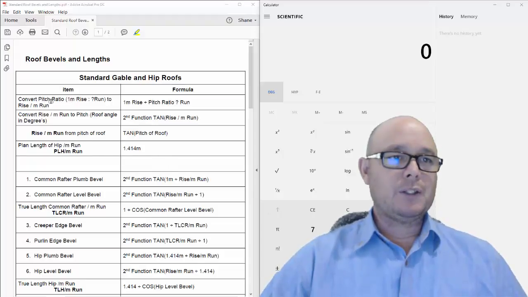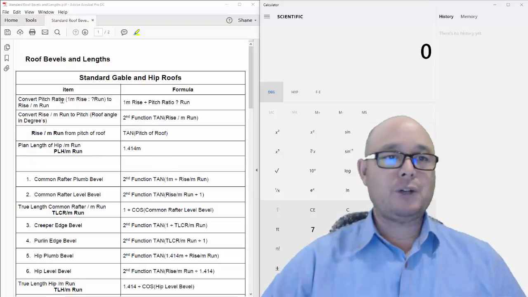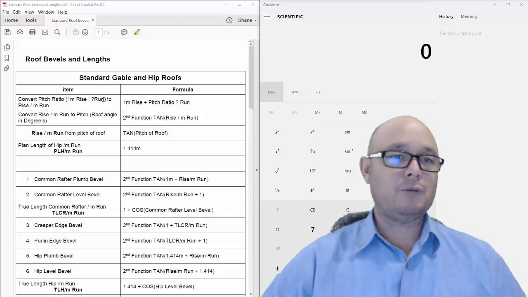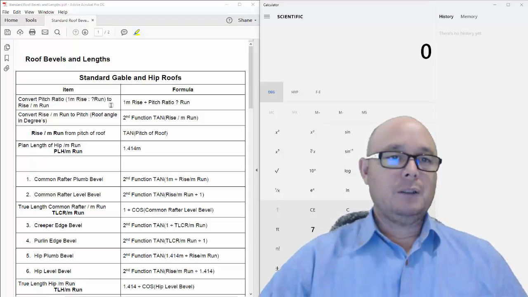So you can see here that the first item is convert pitch ratio, which is 1 meter rise for whatever meter run that you're given, and converting it to rise per meter of run. So the formula over here is 1 meter rise divided by pitch ratio.